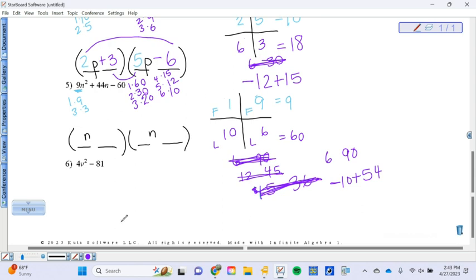So we found our numbers. 1 and 9 are our firsts. And then my outers are going to be 1 and 10. So I stick my 10 over here and I stick my 6 over here. Which one do I make positive and which one do I make negative? 6 is positive, 10 is negative. Okay? Yeah.